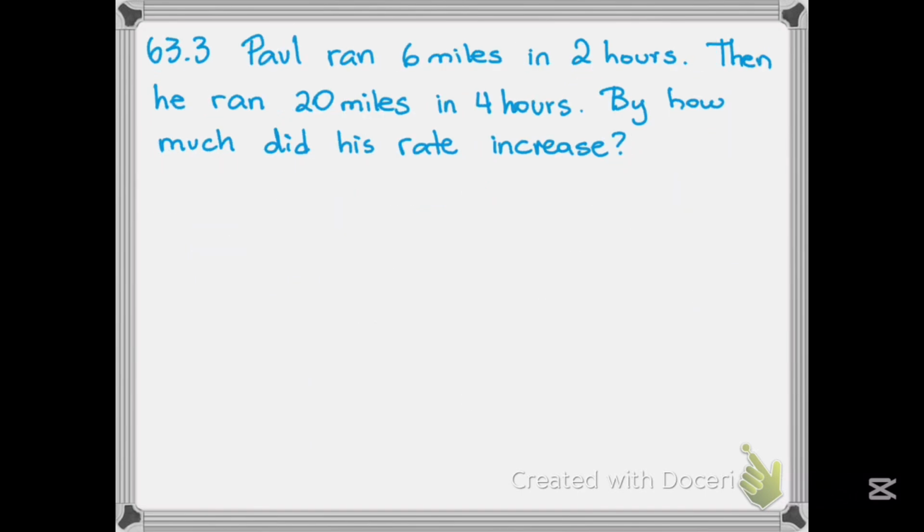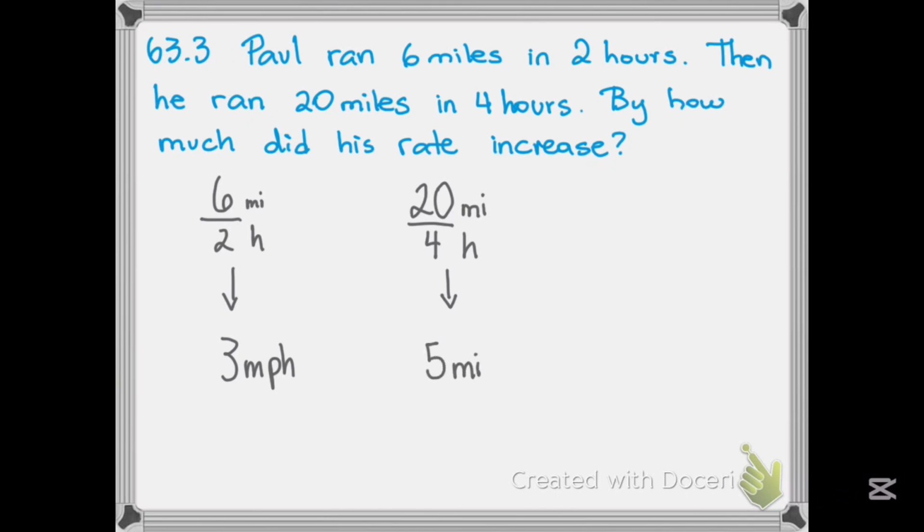Let's look at this third example. It says Paul ran 6 miles in 2 hours. So again, 6 miles in 2 hours. Then he ran 20 miles in 4 hours. They're just giving us the information for us to find the two different rates. So 6 divided by 2 is 3 miles per hour. And 20 divided by 4 is 5 miles per hour.